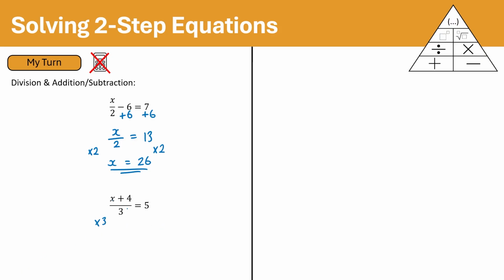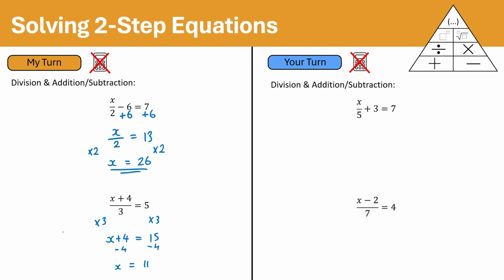I would be multiplying both sides by 3 to undo this division by 3. On the left hand side, that's going to leave me with x add 4, and on the right hand side, it's going to leave me with 15. I can then subtract 4 from both sides. That's going to leave me with x on the left and 11 on the right hand side. So x is equal to 11. Pause the video and give these two a go, and then we'll have a look at them together.